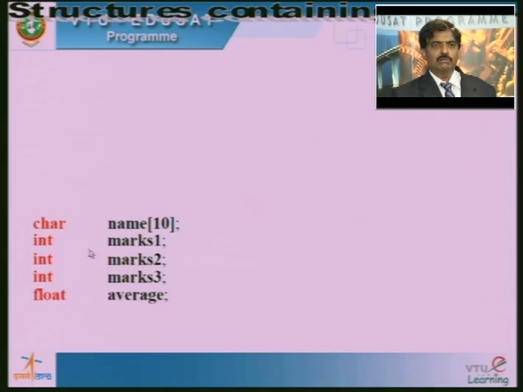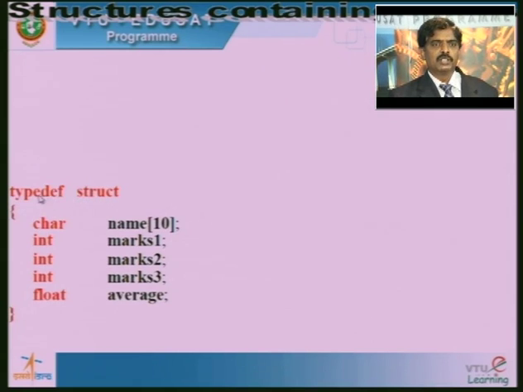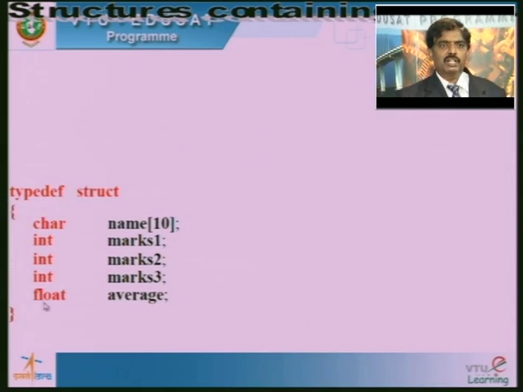All these variables must be enclosed within braces, and here I use the keyword struct, and here I write typedef. The moment I write typedef, it becomes a type defined structure. If it is a type defined structure, definitely you should have one identifier, and that identifier we call a user defined data type. So, here I write student as a user defined data type. Now, the moment I define a structure like this, remember memory will not be allocated.